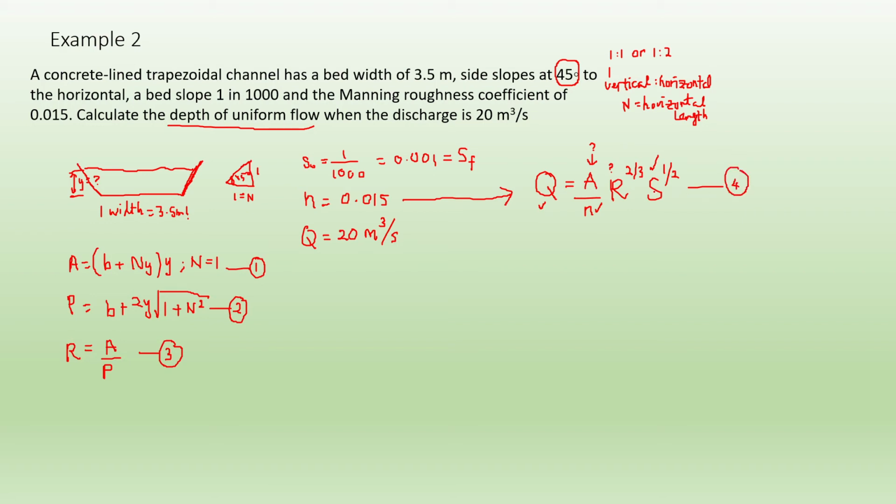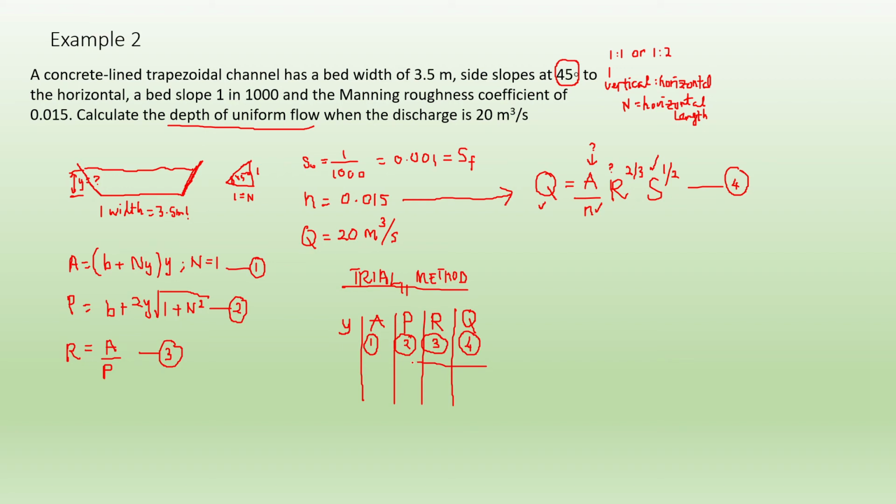Now we know that we do not know y, but we know b, we know n. So we solve this question using the trial method. You make a table so that it's easier for you to refer. The first column will be y, the second column is A, the third column is P, the fourth column is R, and the final column is Q. You set the value of y, and then you solve A using equation 1, P using equation 2, R using equation 3, and Q using equation 4.